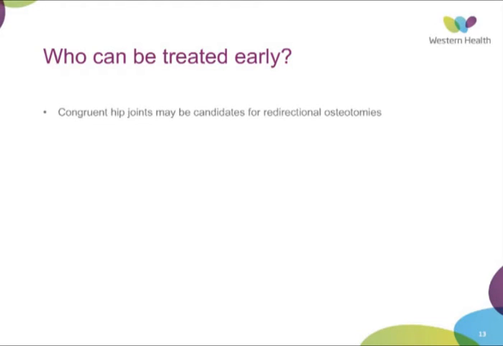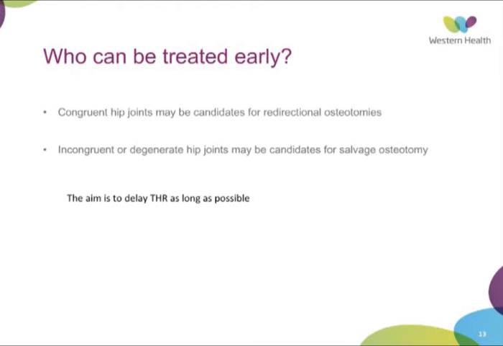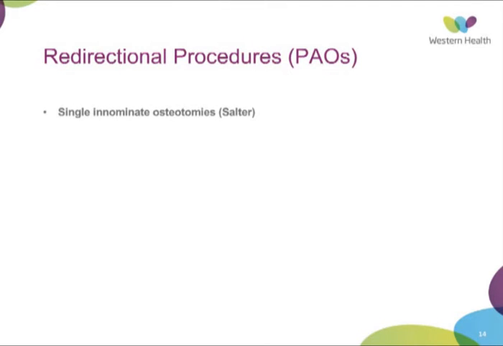So who can be treated early for this and try to prevent total hips? People with congruent hip joints might be the ones who are suitable for the redirectional osteotomies. But if you have an incongruent joint and a slight degree of dislocation, you may be a candidate for a salvage procedure, which relies on having an intact capsule and intact labrum. And the aim, as in most of the procedures I'm going to talk about, is to try and prevent progression to total hip replacement if we can.